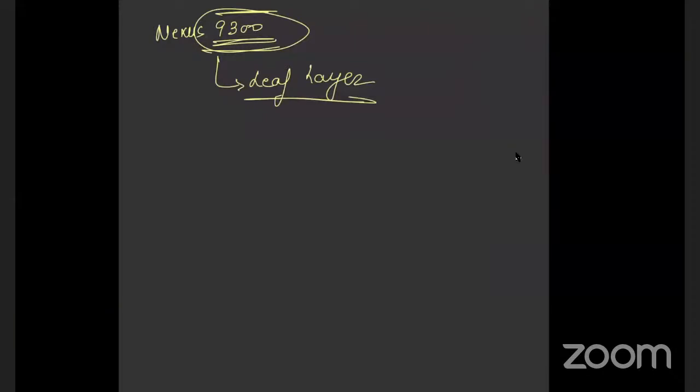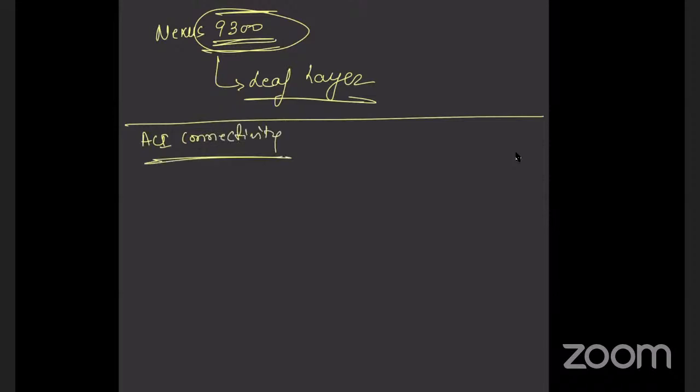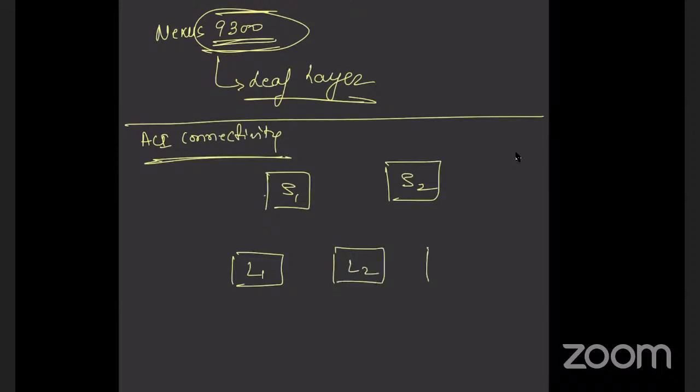Now, to implement the ACI architecture or ACI connectivity options, there are some rules. First is your spine layer, and then you will have a leaf layer. I'm just making 2 spines and 3 leaves. The first condition is every leaf should connect to every spine. So my first spine is connected to all the leaves, and this is my second spine, which is also connected to all the leaves.